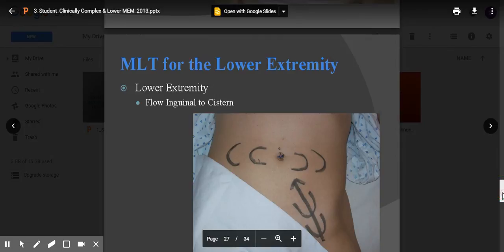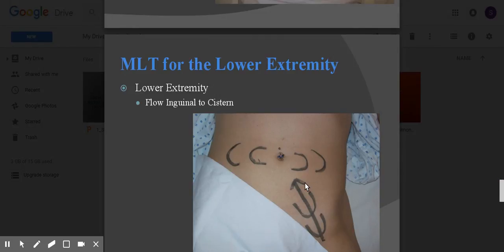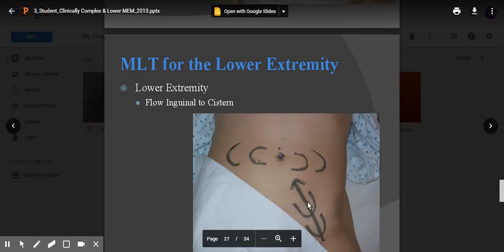Once we've opened up the cistern, we're then going to move to clearing and flowing our first segment. So the cistern has been opened up. That is now primed, ready to receive increased edema. We're now going to move to the inguinal area. So this is going to be that first segment. And so we're going to do some clearing, and then we're going to flow from the inguinals to the cistern.